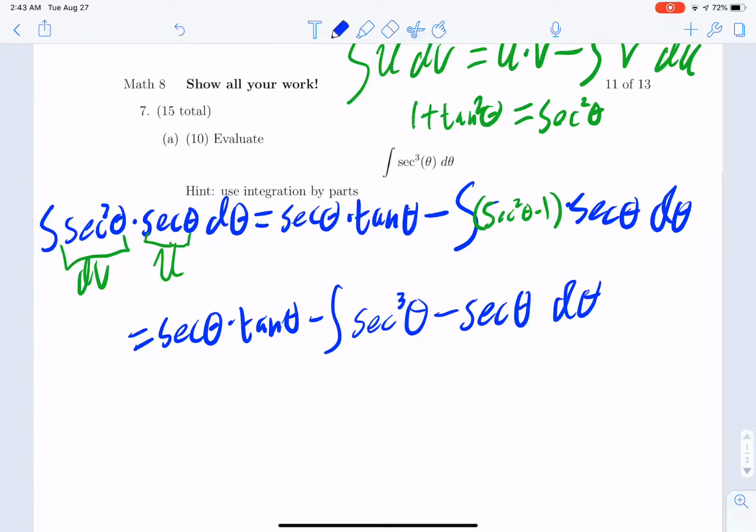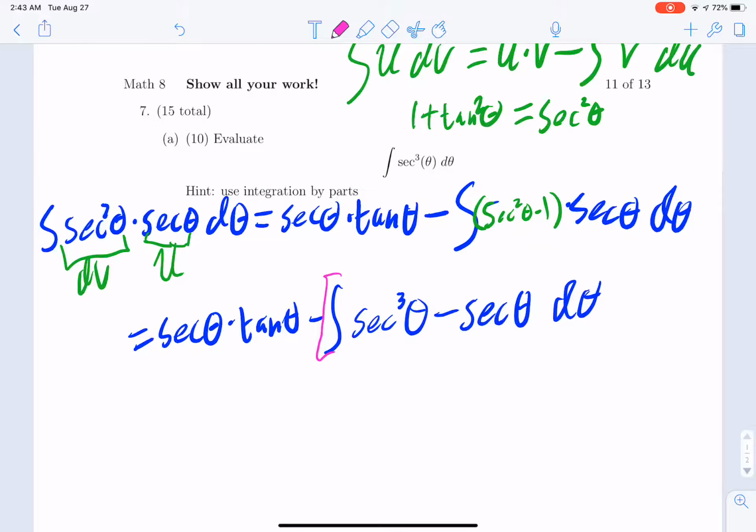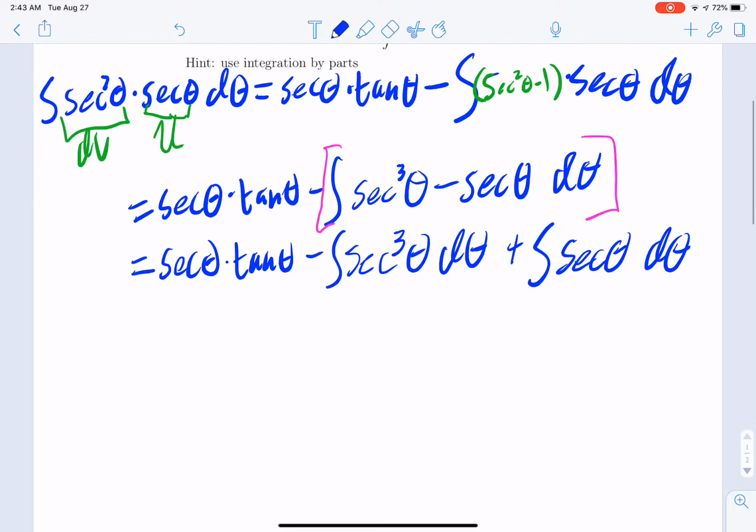Okay, and let's split this up into two integrals, and when we're doing this, we have to remember that we have to subtract the whole integral, so things are going to change signs. So this expression is now equal to sec theta times tan theta minus the integral of secant cubed theta d theta. Okay, we're splitting this into another integral, so there's a minus here. This is now going to turn into a plus because it's like a double negative. So it becomes plus the integral of secant theta d theta. Okay, we're getting pretty close to solving this.